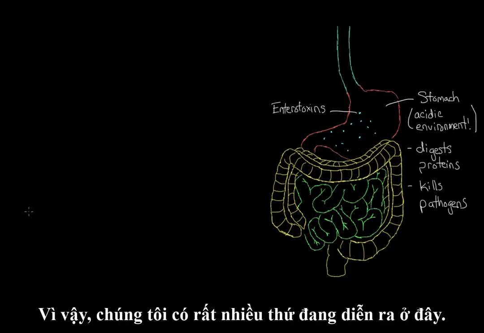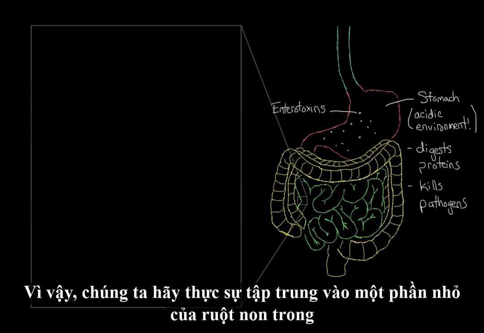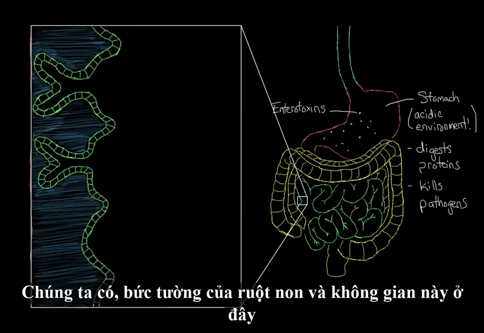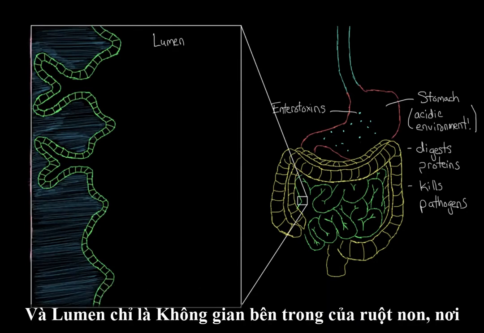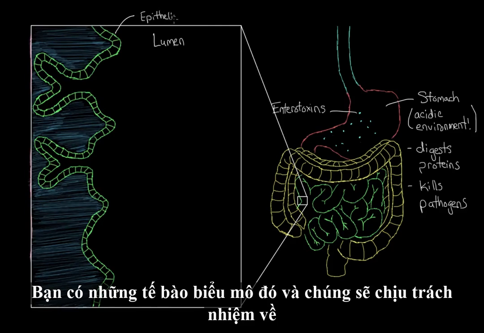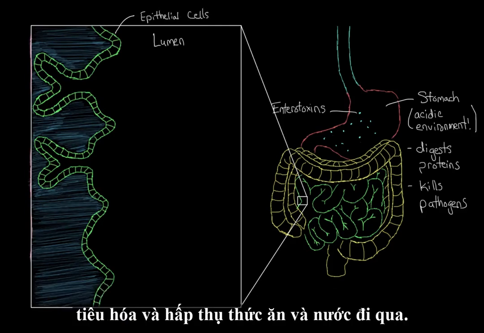So we have kind of a lot going on here. So let's actually focus on a small portion of the small intestine in this little box. On the left we have the wall of the small intestine. And this space over here is really just the lumen. And the lumen is just the interior space of the small intestine where the food and the water will pass through. Here across this green layer you have those epithelial cells. And these will be responsible for digesting and absorbing the food and water that goes through.